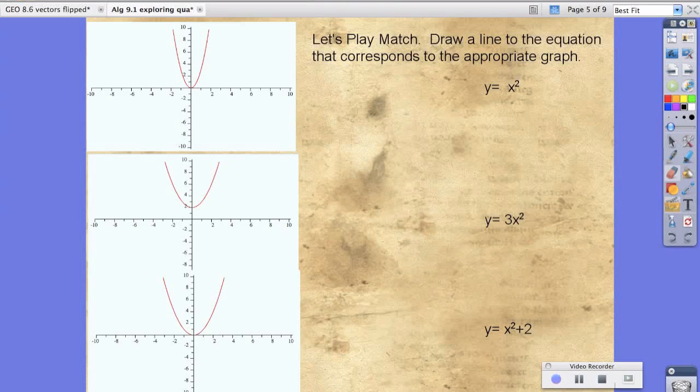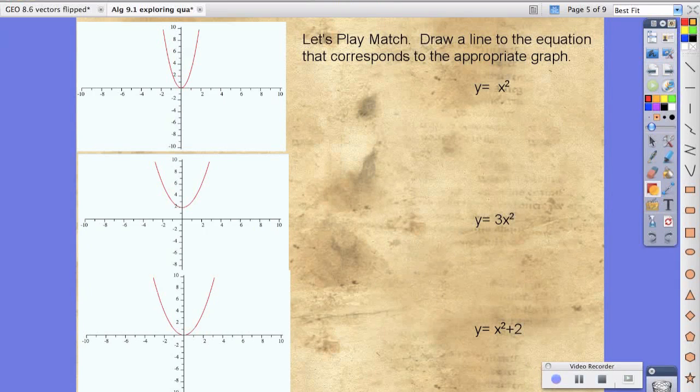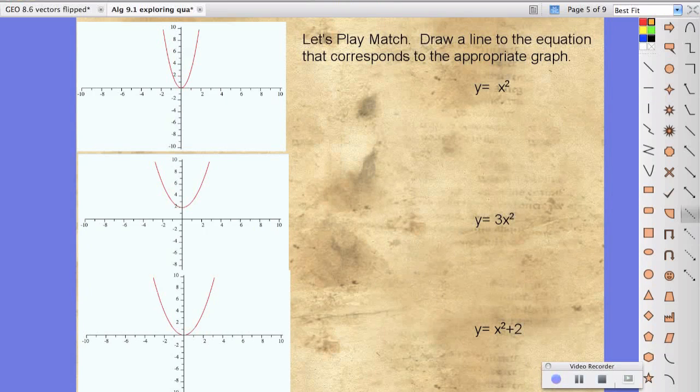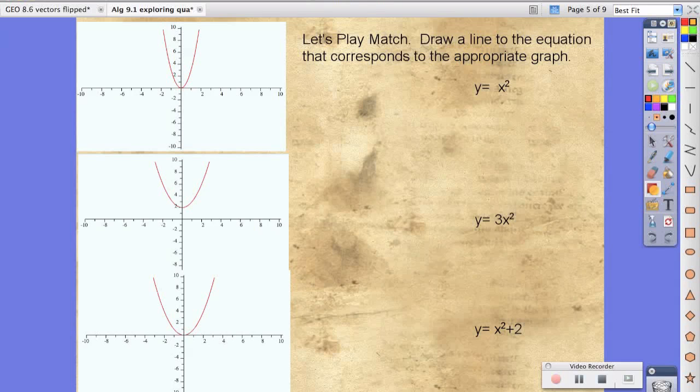So now we're going to place some match. Using what we know and from our exploration, we have y equals x squared, which should be the basic graph. So that is going to be this guy. Y equals 3x squared.